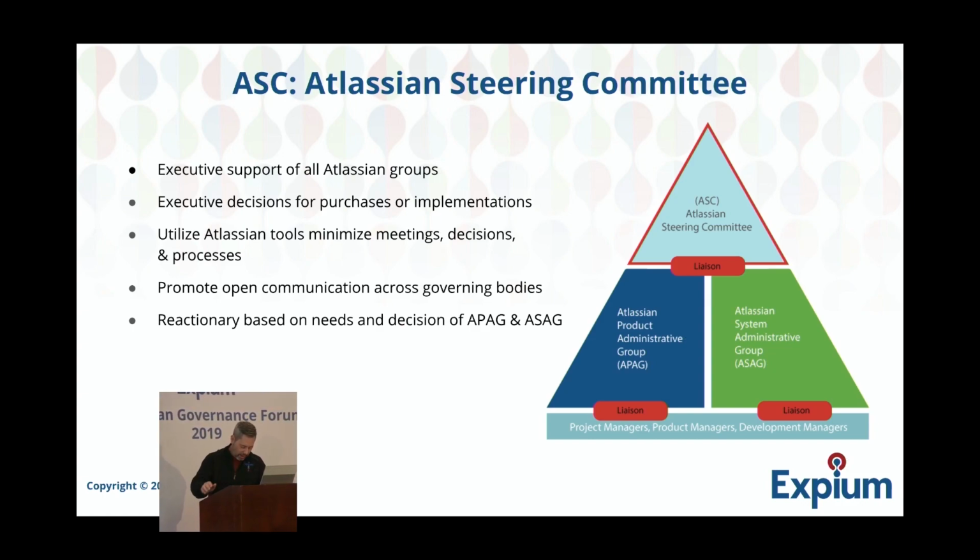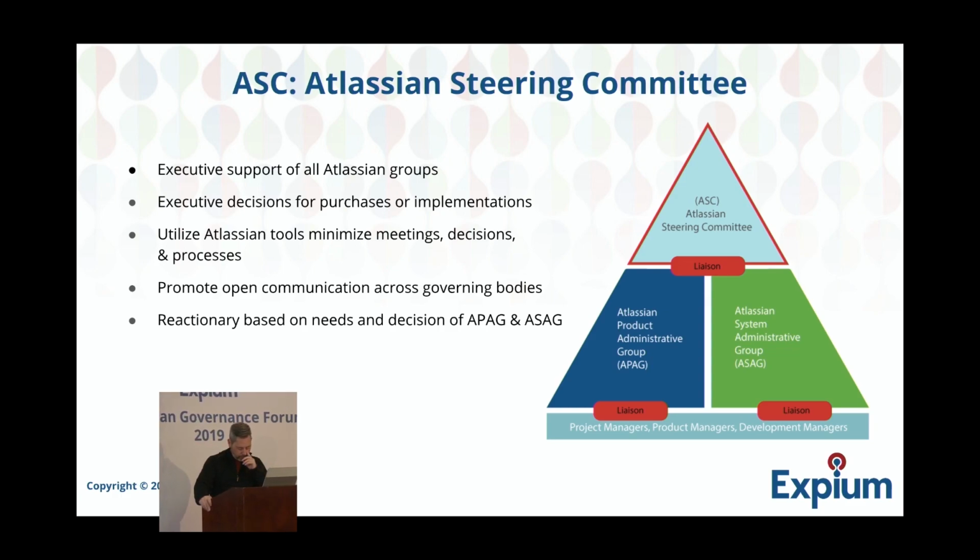All right. So the ASC should not be so large as to hinder efficient decision-making. We do not want a lot of people in there, because the more people we have in there, the more activity and decisions are going to happen in the ASC. We don't want a lot of that to happen in the ASC. We want the ASC to primarily not be a work group, but a facilitating group.